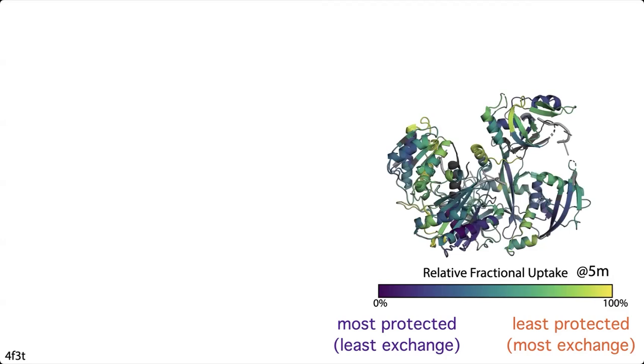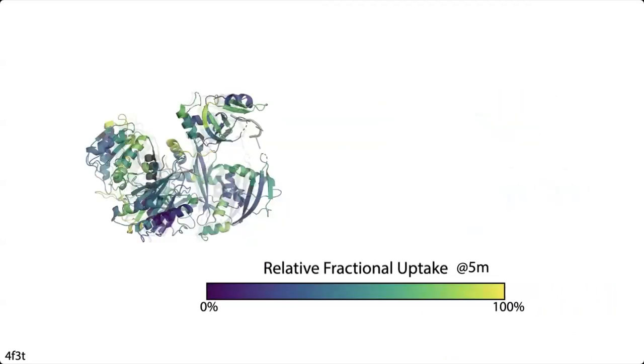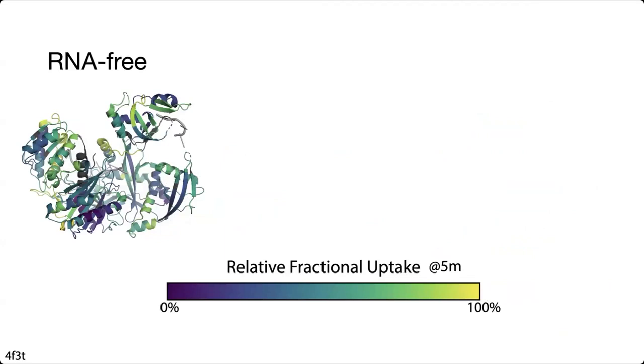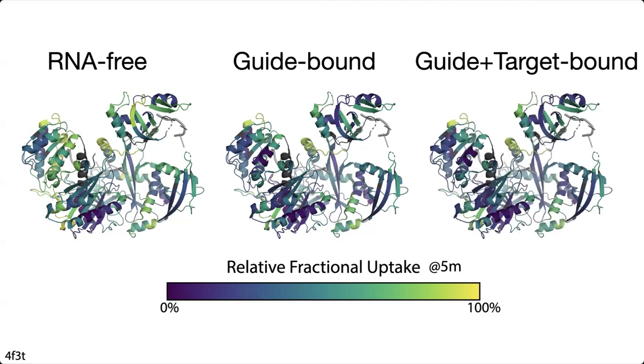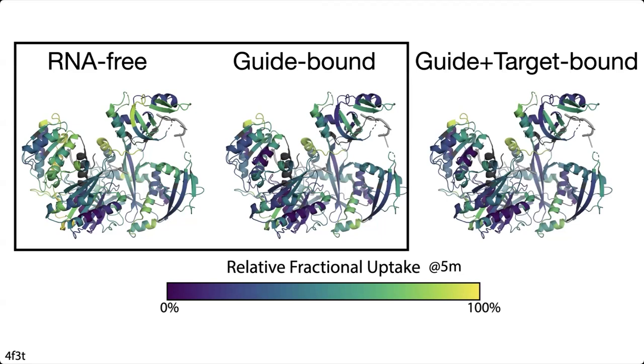You can do this for all the peptides on the protein that you have coverage for and plot it over the protein. You can see that with the RNA-free protein, there are a lot of regions that have relatively high uptake. What about when you bind to a guide? Well, here we see that the relative uptake is going to be lower. We see more of the purples and blues and less of the yellows and greens. There's less dramatic changes when you bind to the target, but you still do see some changes.